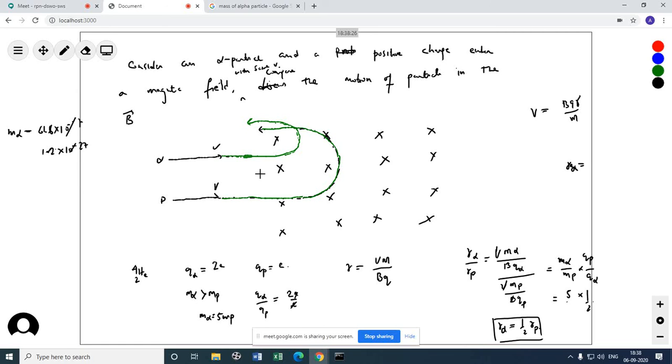Okay. So give it so that one radius is double the other. Then you do it. Definitely we can see a relation. R and V, I can see one relation.